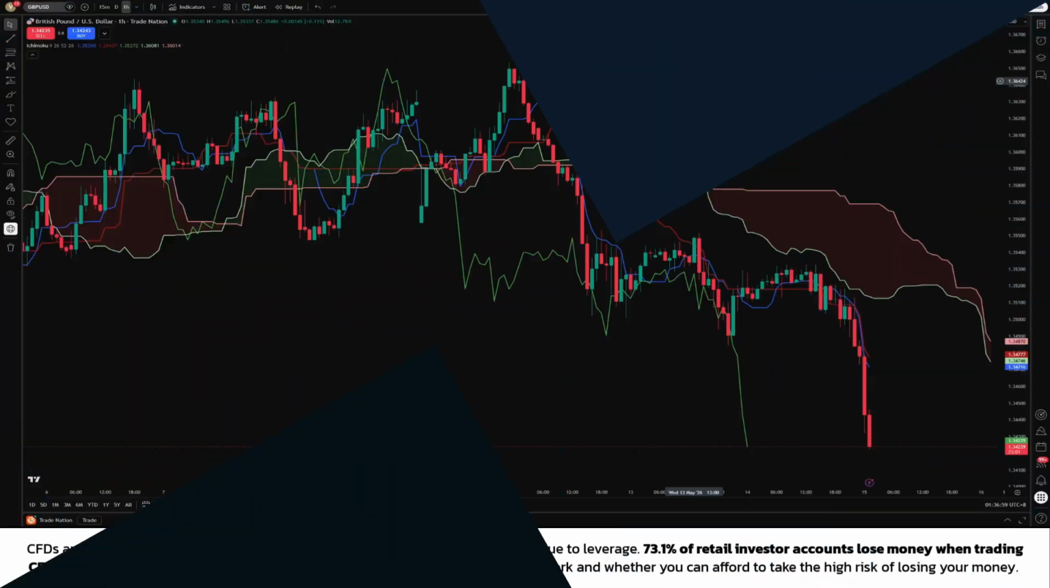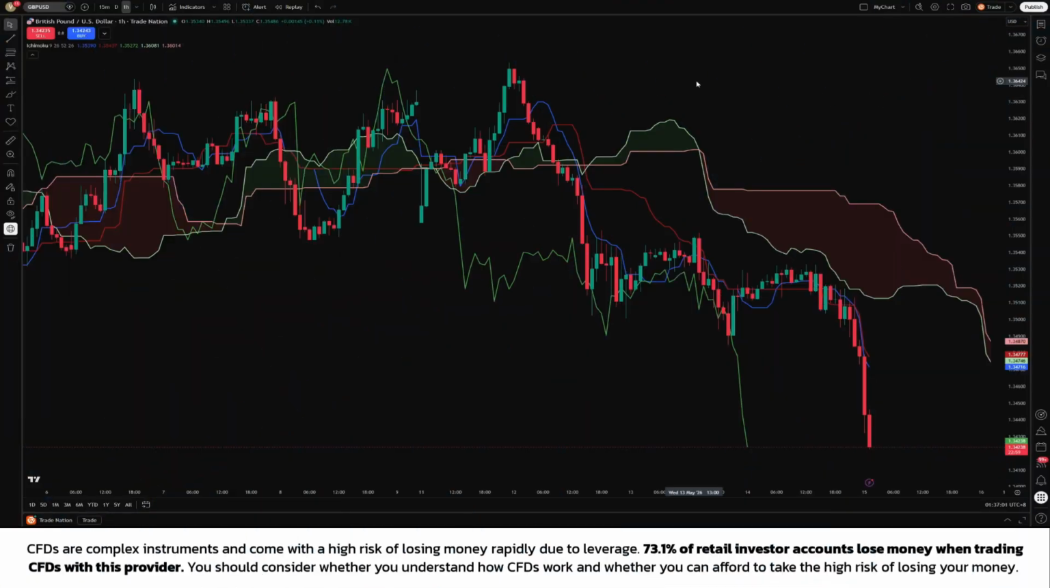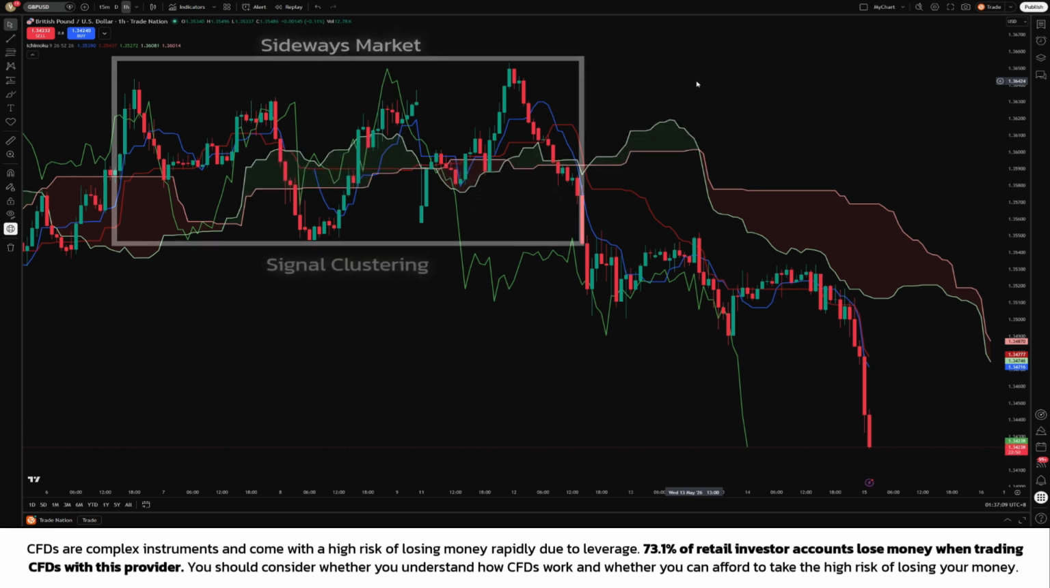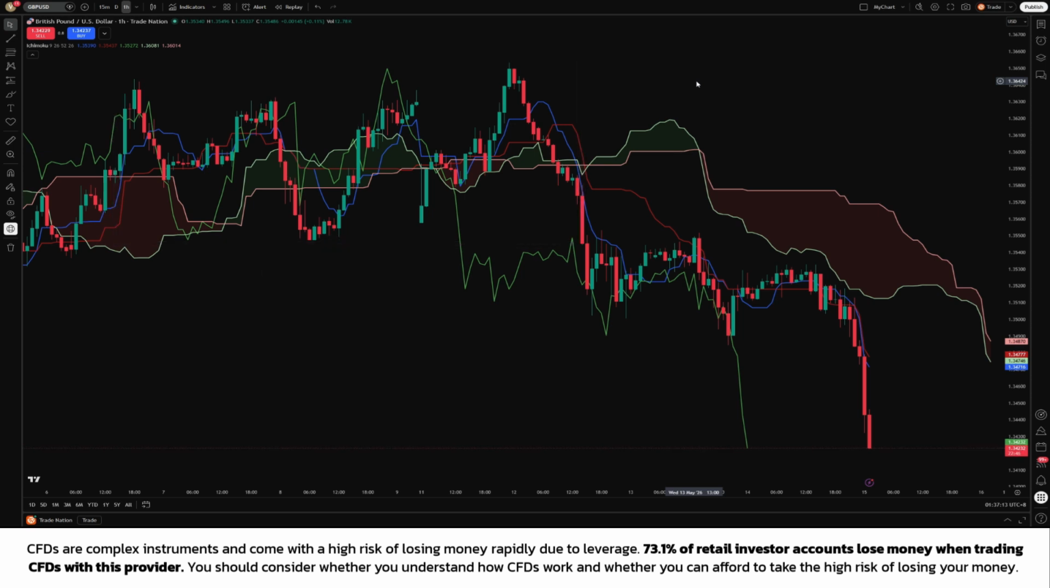Another common issue is using Ichimoku the same way in every market condition. It usually reads more cleanly in trending environments than in sideways ones. When price is ranging, the cloud can flatten, crosses can cluster together, and signals can lose quality. In those conditions, the problem is not always the indicator itself. It is often that the market is not offering the kind of trend structure Ichimoku is built to follow.